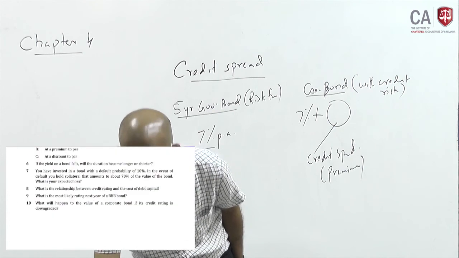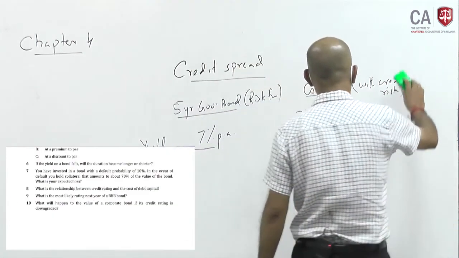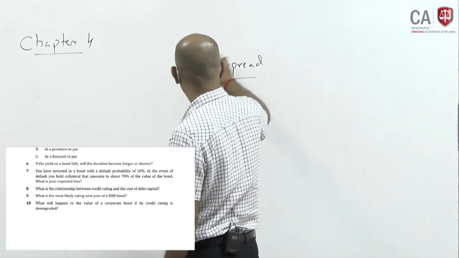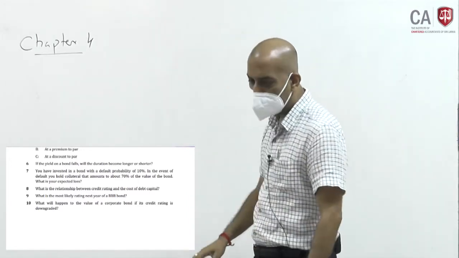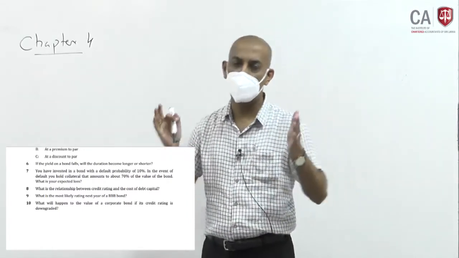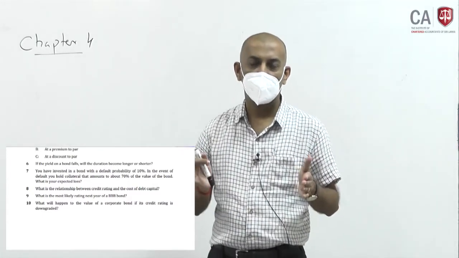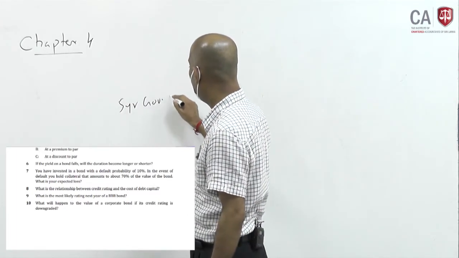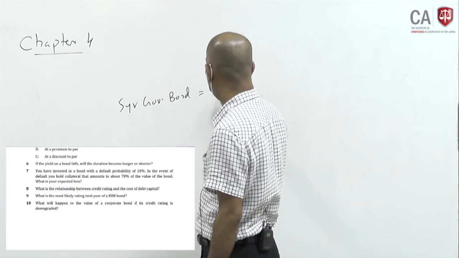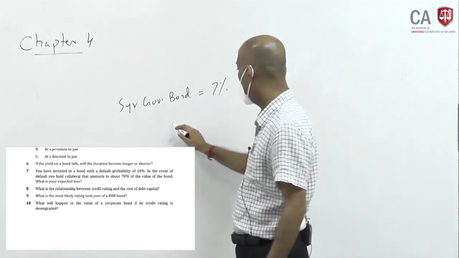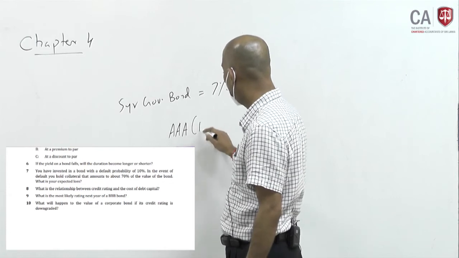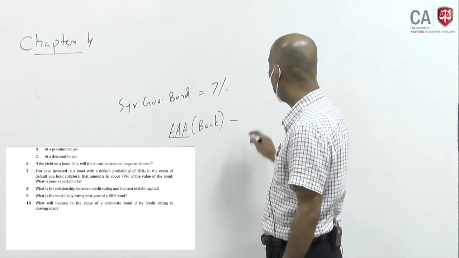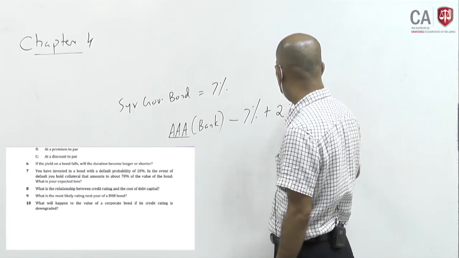Yeah. So you will see that the credit spread generally will be based on the respective company's financial situation. Government bond, okay, we say the government bond 5-year, 7%. Say you have a AAA rated bank. There you will say 7% plus say 2%. This is your spread.